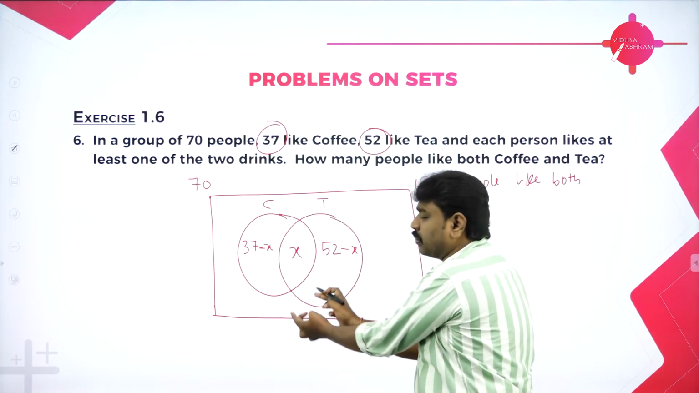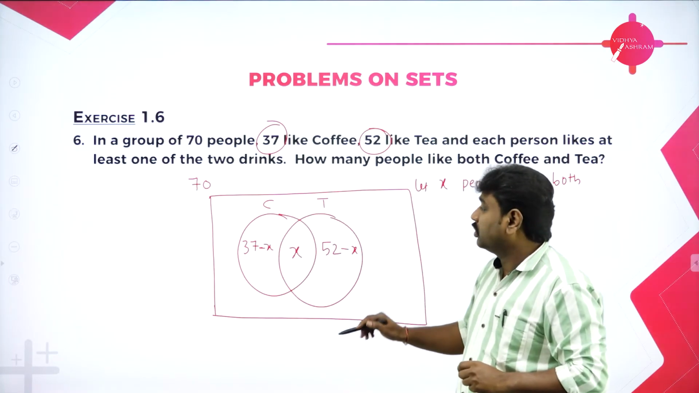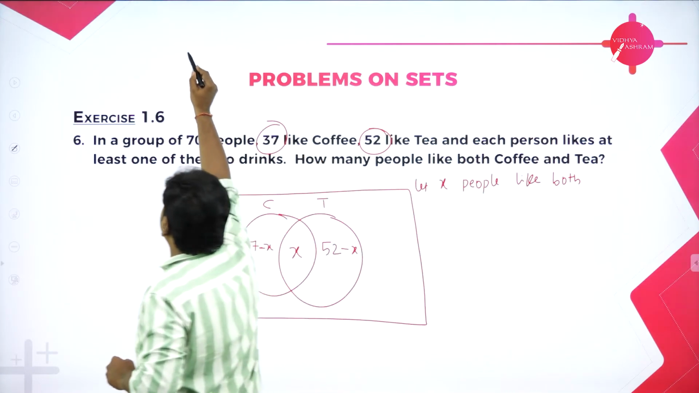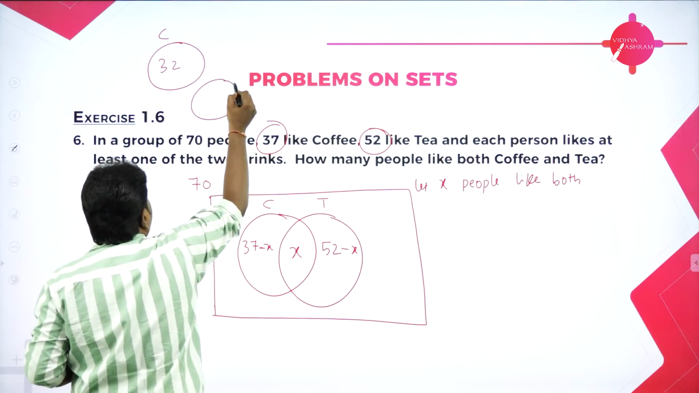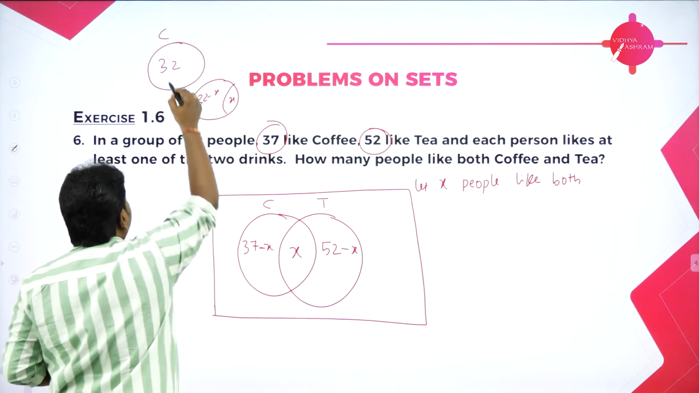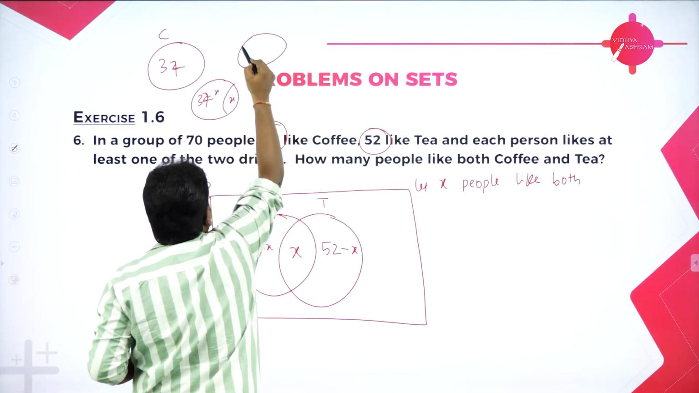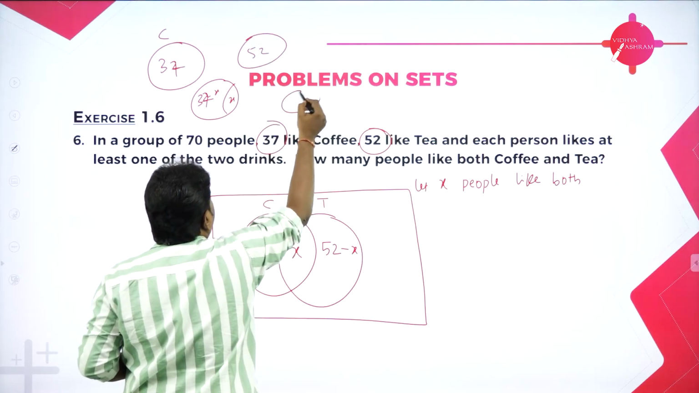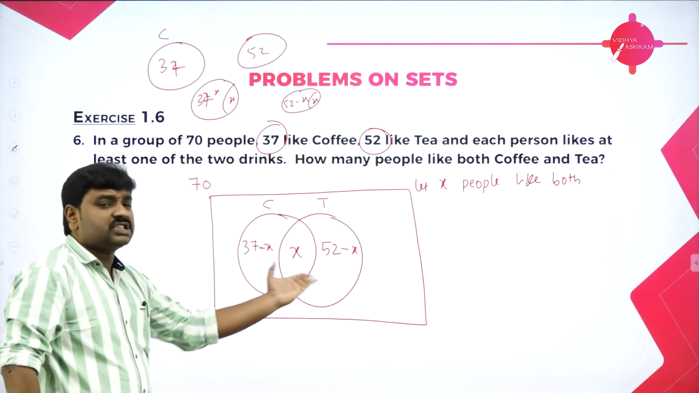This region is common for both. In the Venn diagram, the intersection is filled here. How many were drinking coffee? If I take the set coffee, there were 37. But in this region you already filled X, so the remaining 37 minus X you fill here. And how many like T? They gave 52. But you already filled X here, so the remaining 52 minus X you fill here. And the sum of these is the union.